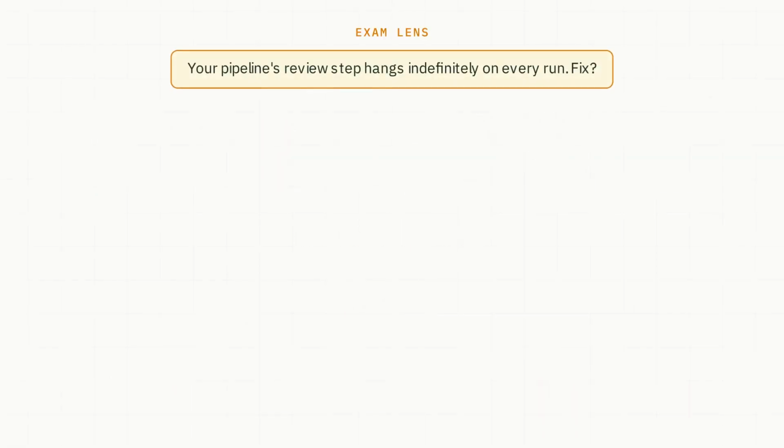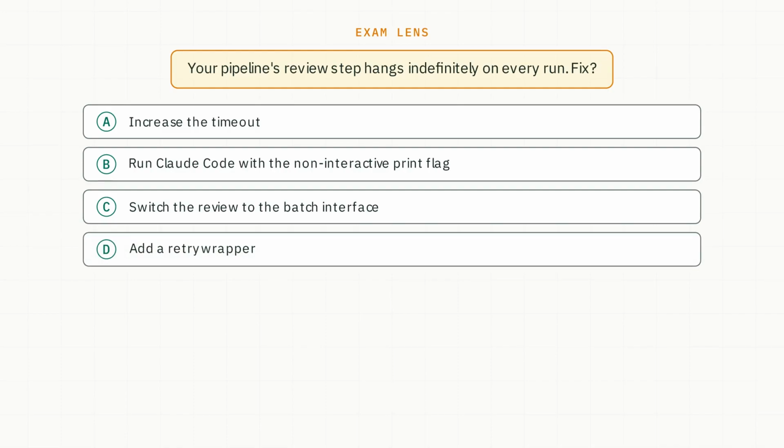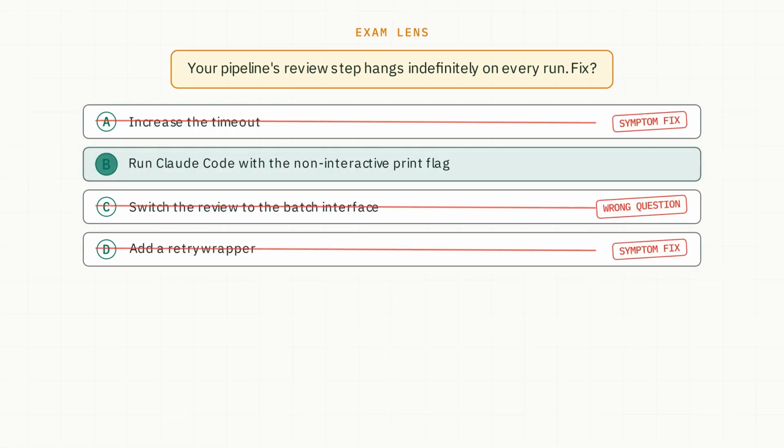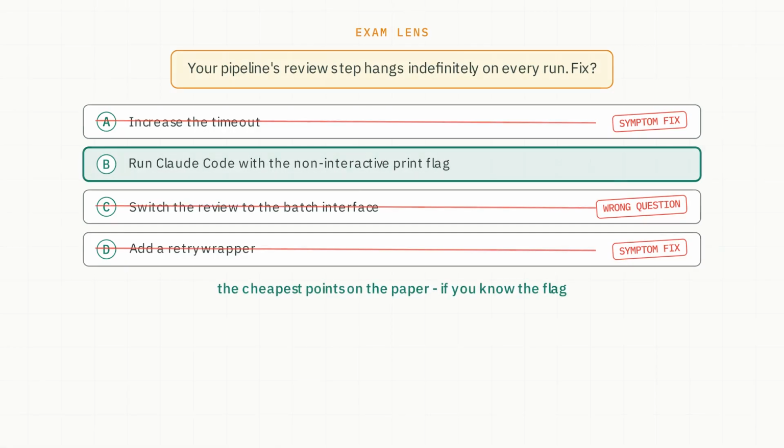The exam lens, your pipeline's review step hangs indefinitely on every run. Options: increase the timeout, run Claude Code with the non-interactive print flag, switch the review to the batch interface, or add a retry wrapper. The timeout and the retry treat the symptom while the job still waits for input. Batch answers a question nobody asked and violates the blocking check law for good measure. The print flag is the whole answer, and knowing it is one of the cheapest points on the paper.